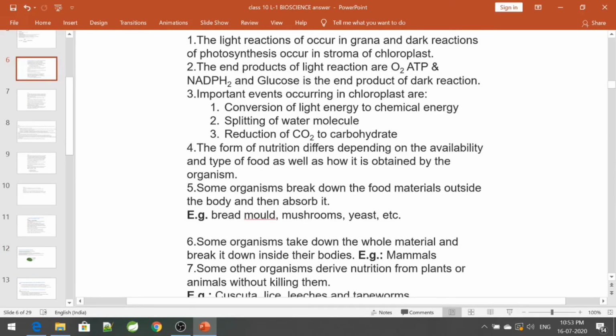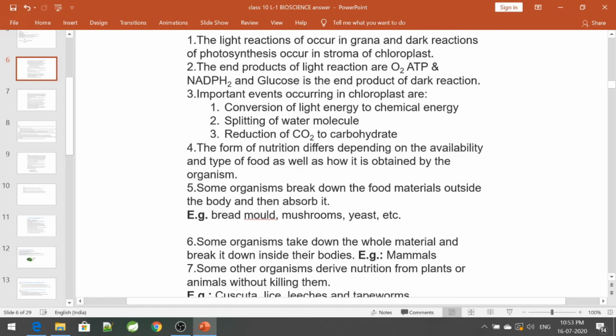Now let's see. The end products of the light reaction are oxygen, ATP and NADPH2, and glucose is the end product of the dark reaction. Important events occurring in chloroplast: what are the important events occurring? Conversion of light energy to chemical energy, which we call chemical energy. Splitting of water molecules. Reduction of carbon dioxide to carbohydrates. Here, glucose is formed in the dark reaction. And splitting of water molecules by the chlorophyll.